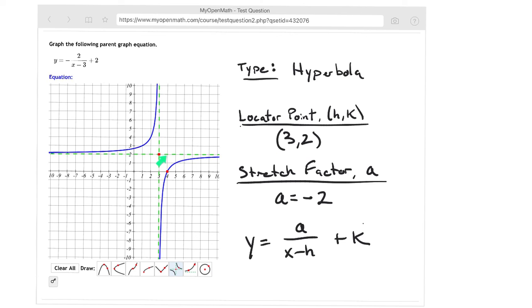And after that, then I go 1 to the right and down 2 to put my next coordinate point. So I go 1 to the right from the center and down 2 units, and that would be how I graph this hyperbola.